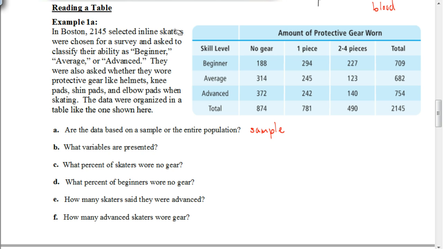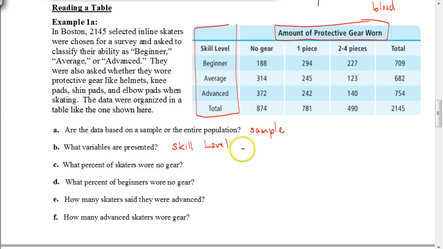And it says what variables are presented. Well, the first variable would be dealing with their skill level. Now, the no gear, the 1 piece, the 2 to 4 pieces, and the total, those are individual parts that are all dealing with and describing the amount of protective gear worn. So that would be your other variable.